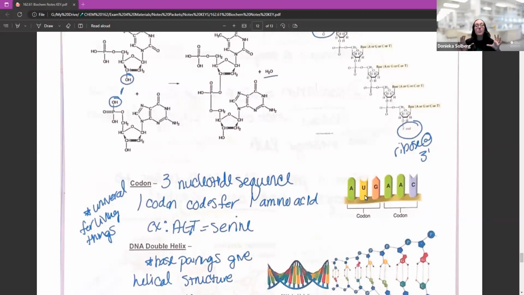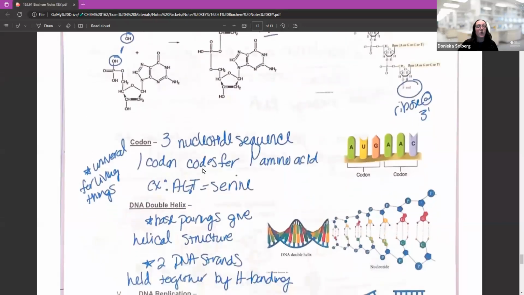So the entire purpose of DNA is to give us the sequence to build a protein. So this is a codon, an AUG, for example, codes for 1 amino acid that goes into a protein. So a codon is a 3 nucleotide sequence. 1 codon codes for 1 amino acid to build a protein. For example, if I have A and then G and then T, that tells me a serine goes into the protein. This is universal for all living things.